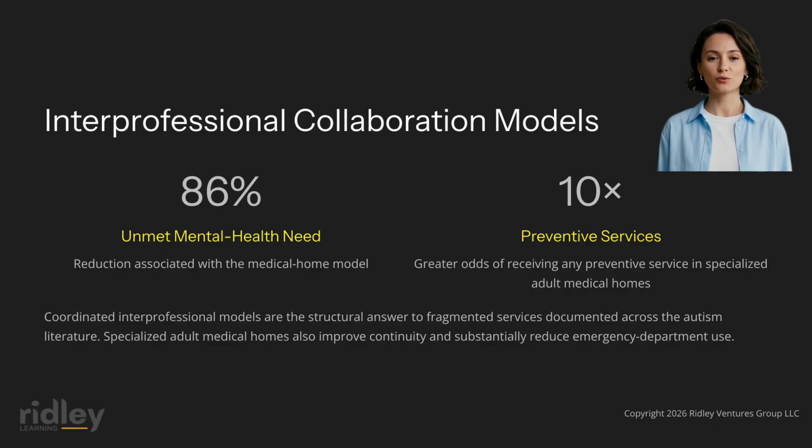It's also associated with substantially lower difficulty getting needed mental health care, with roughly a 60% reduction, and reduced emergency department use. Specialized adult primary care medical homes, such as the Center for Autism Services, Transition and Resources Model, known as CAST, have improved continuity of care and preventive service uptake in autistic adults, with the odds of receiving any preventive service roughly 10 times greater than in national Medicare-enrolled autistic comparators.